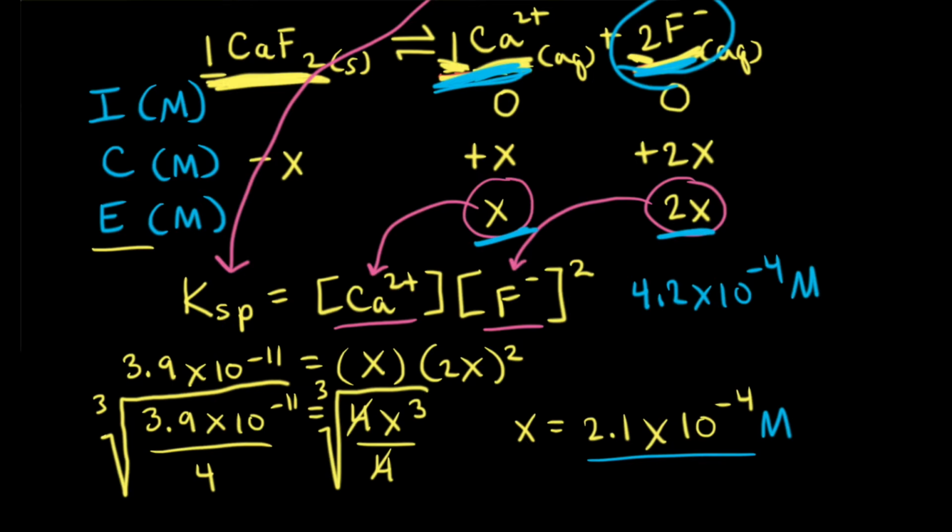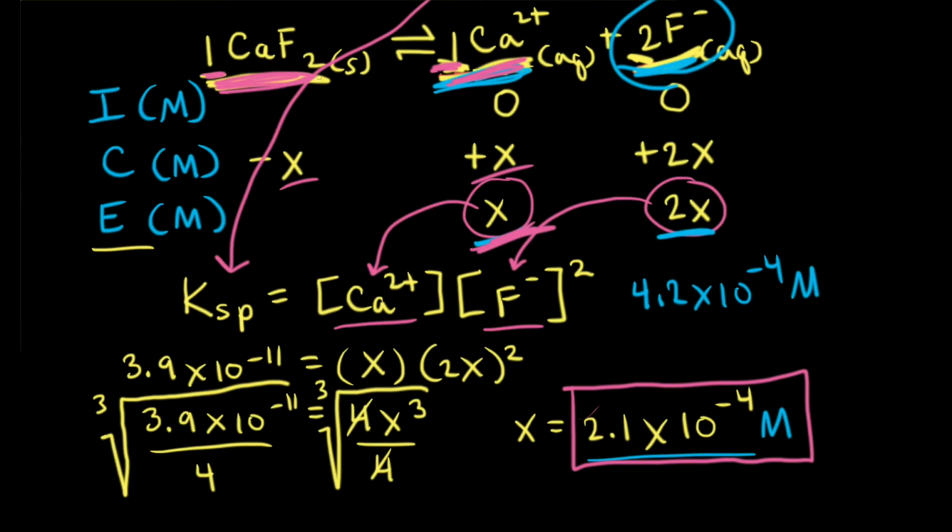Our goal was to calculate the molar solubility of calcium fluoride, and molar solubility refers to the concentration of our salt that dissolved to form a saturated solution at equilibrium. So if X refers to the concentration of calcium 2 plus ions at equilibrium, looking at our mole ratios, that's also the concentration of calcium fluoride that dissolved. Therefore, 2.1 times 10 to the negative 4th molar is also the molar solubility of calcium fluoride.